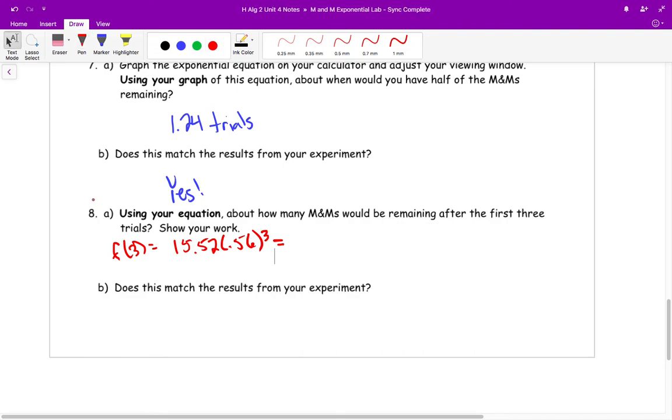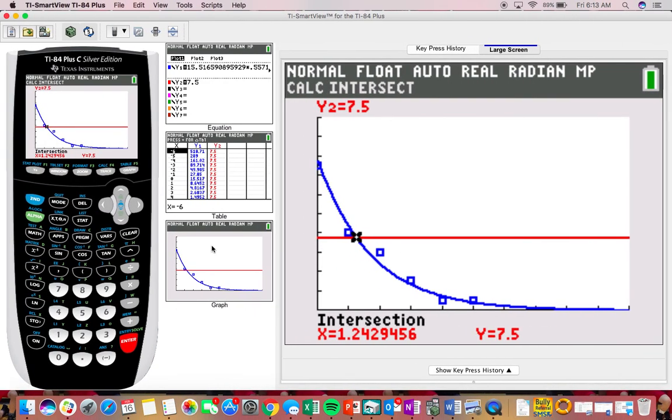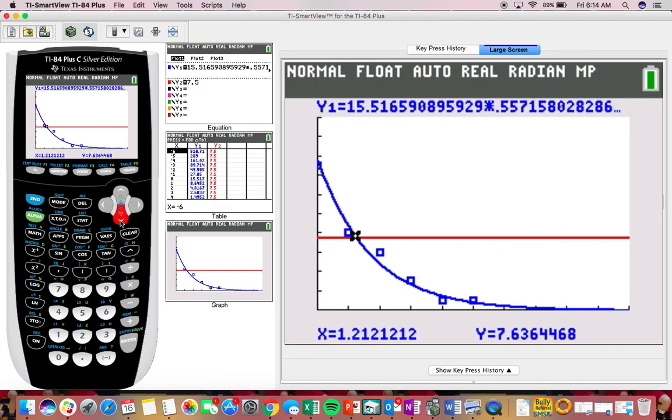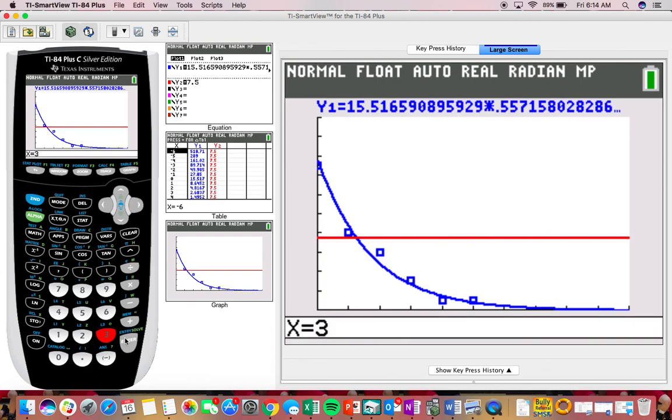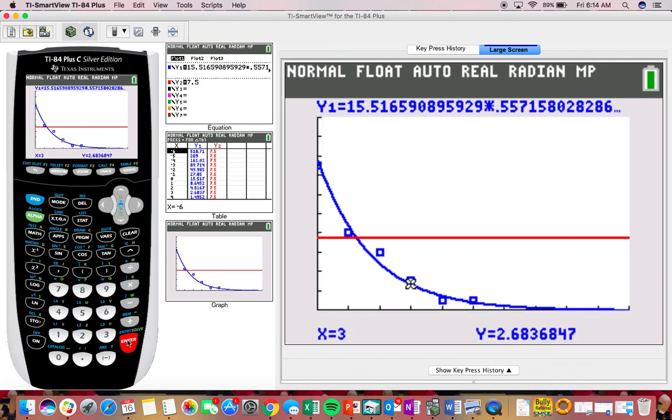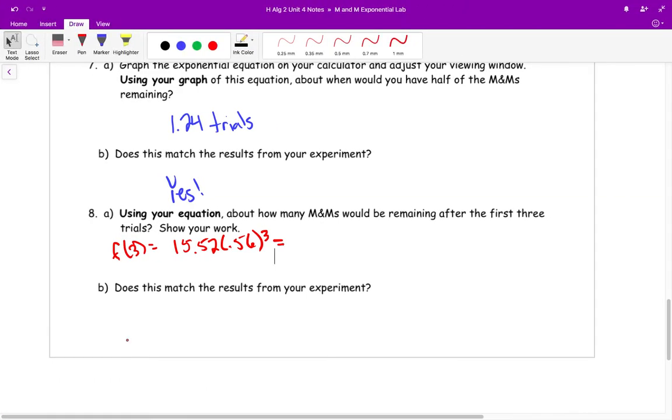Now, for the sake of time, I'm going to show you another way as well. At this point, you could just type this into your graphing calculator. The other way that you could do this would be to hit trace, and then make sure that you are on your blue function, so your exponential function. And then as you are tracing, just type in the number 3, and that'll take you to where you have 3 trials. It should be the same as if you were to put in what we just wrote down into your calculator. Gives you 2.68. So, after 3 trials, we would say that there's going to be about 2.68 M&Ms left.